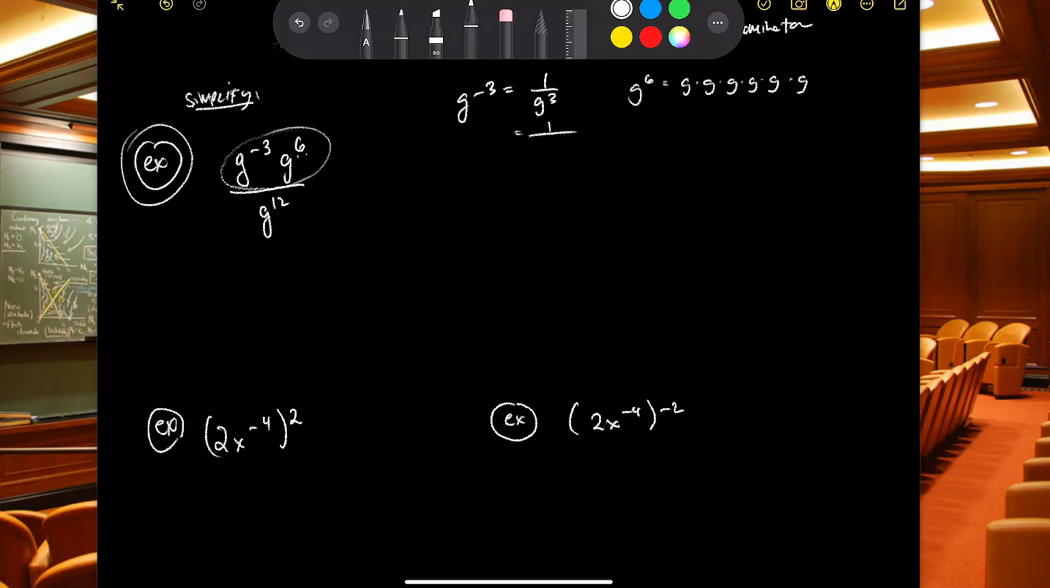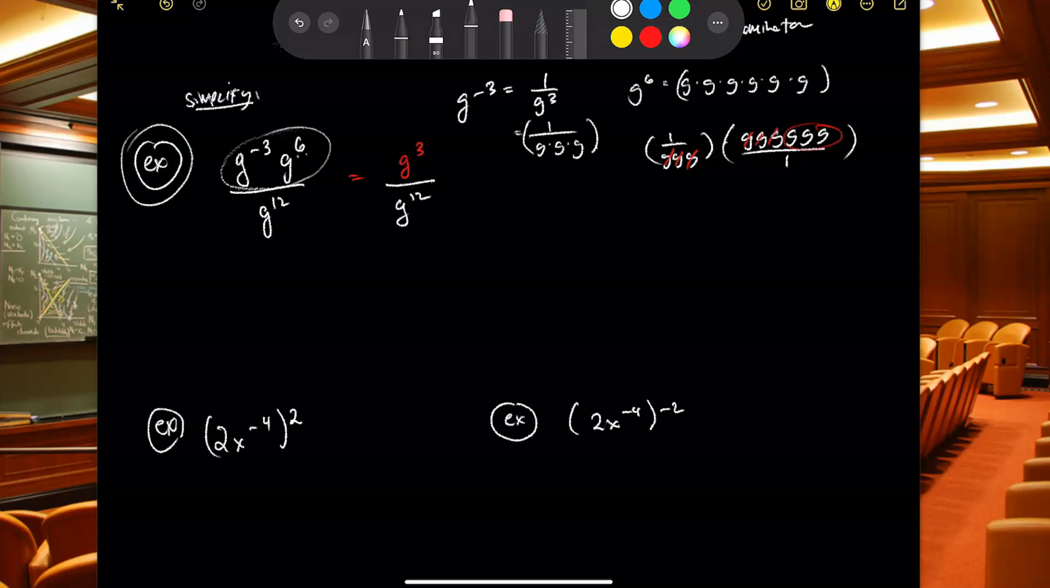And this means divide by g 3 times. So what does this thing times this thing really get you? Times g, g, g, g, g, g, all over 1. Common factors cancel, right? And you should just be left with g cubed up top, all over g to the 12th.